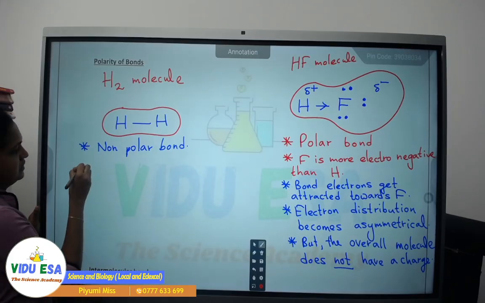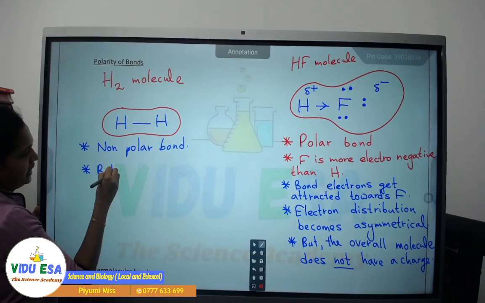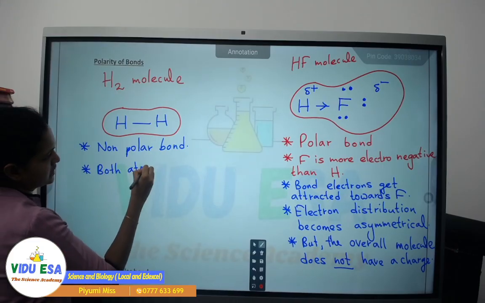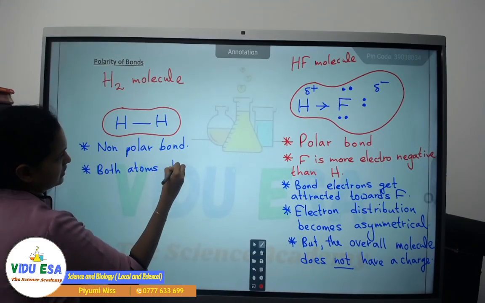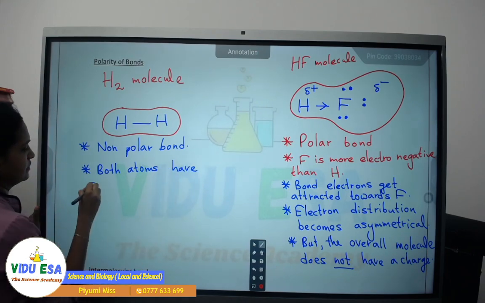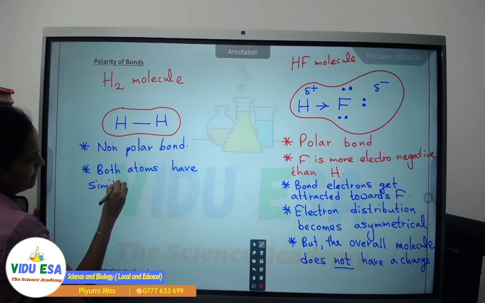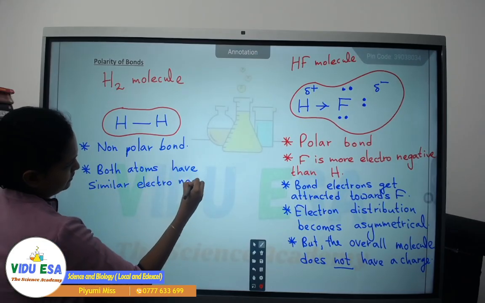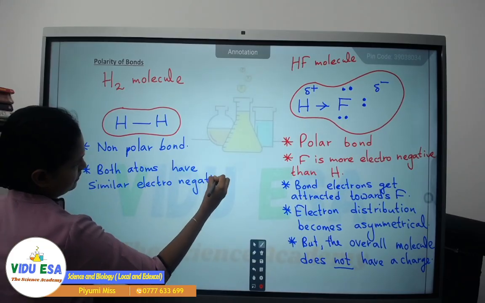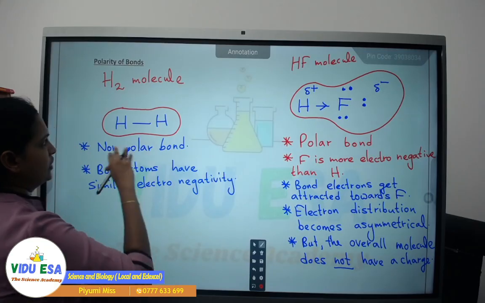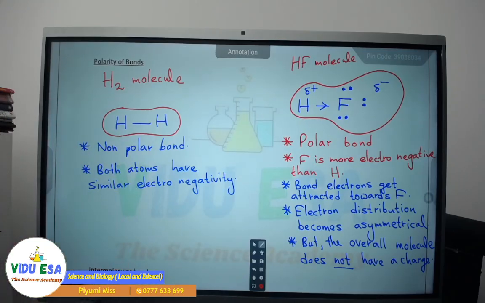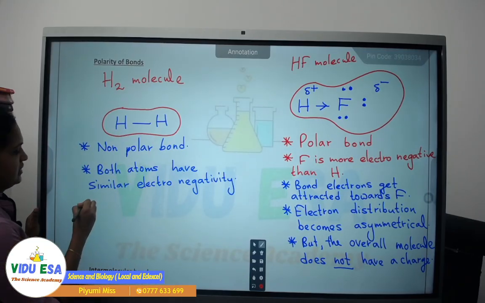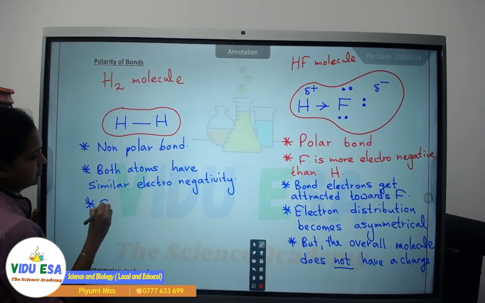But here both atoms have similar electronegativity. So the bond electrons are not attracted towards anyone. Electron distribution is symmetrical.